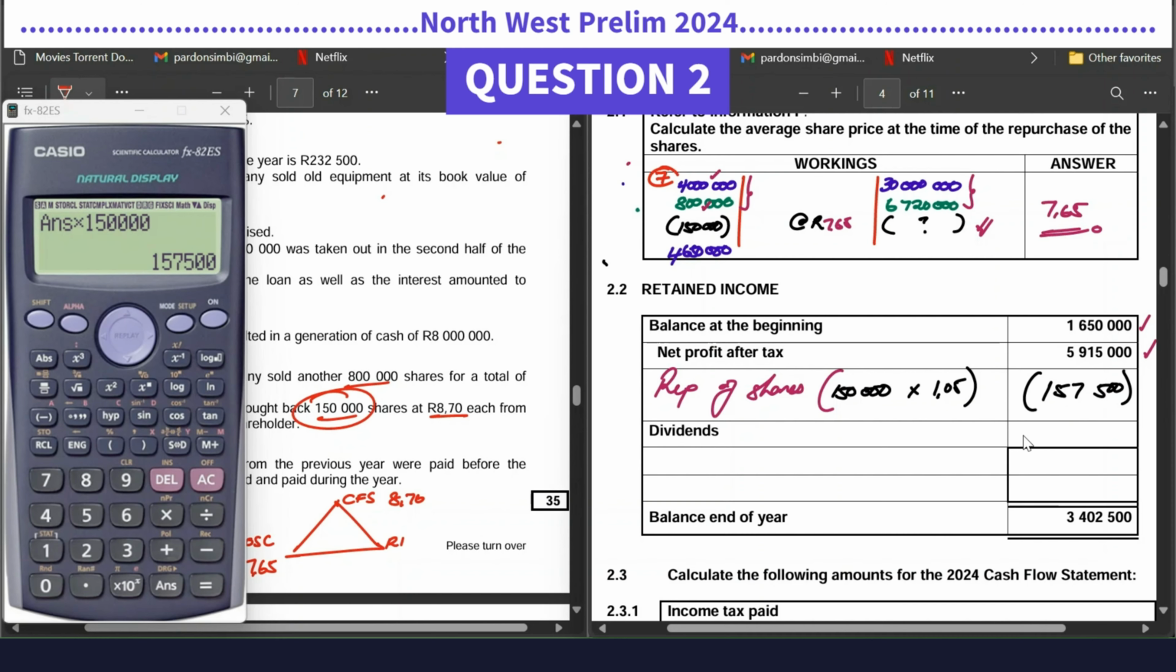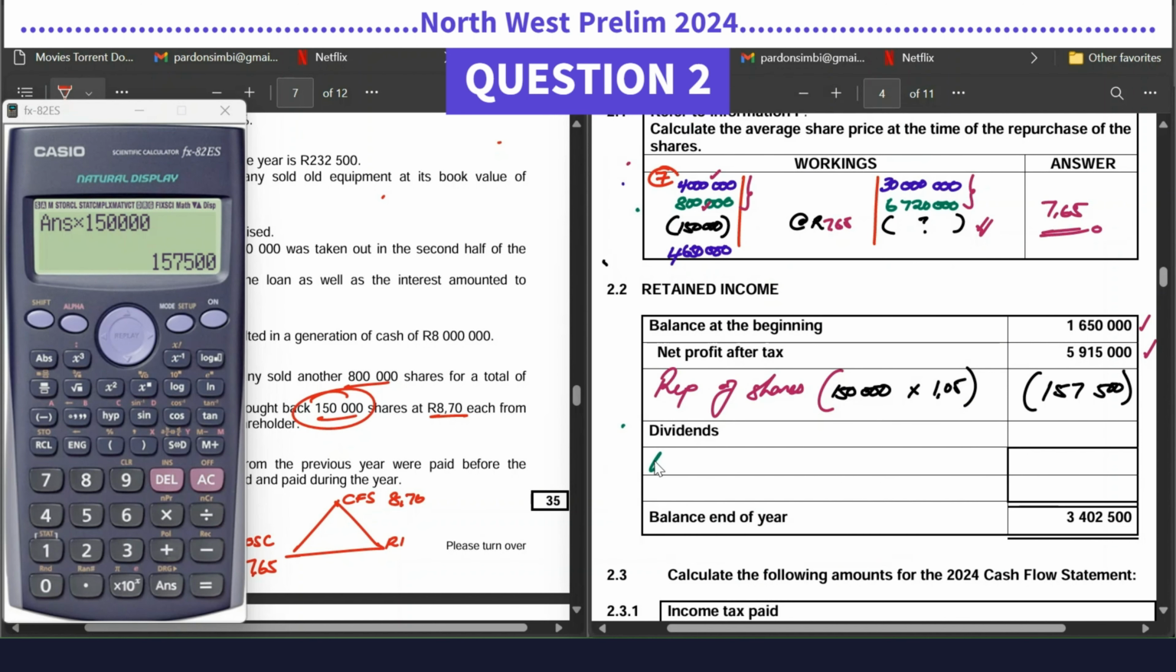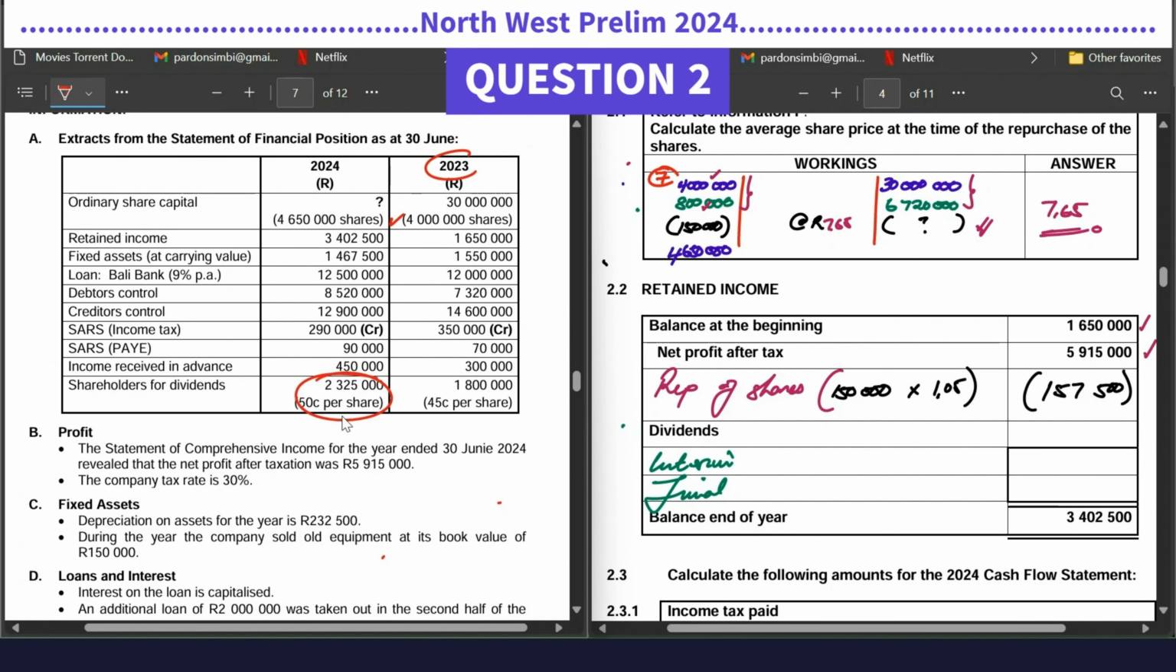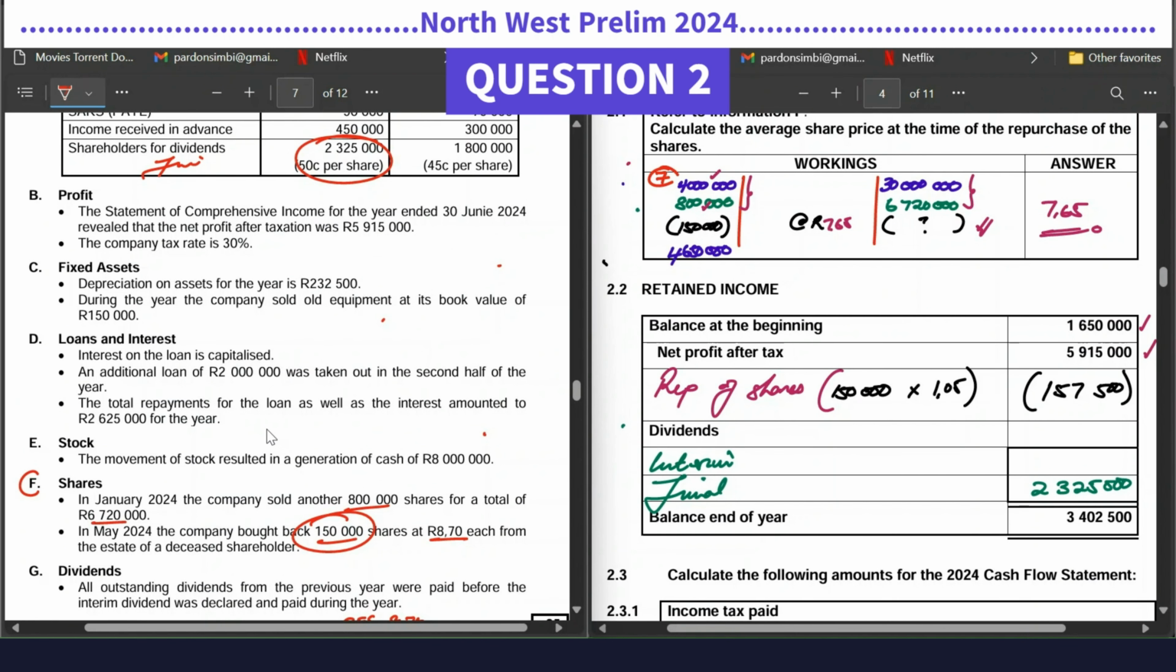The next part has to do now with my interim dividends, and here I have my final dividends. All right, let's see which one is easy to get. If I come here, shareholders for dividends. Once I see shareholders for dividends, that becomes my final dividends in that particular year. So I'm coming here, that one is 2,325,000. Not a problem. For the interim dividend, we are not given any information to get that. That simply means I need to get that figure.